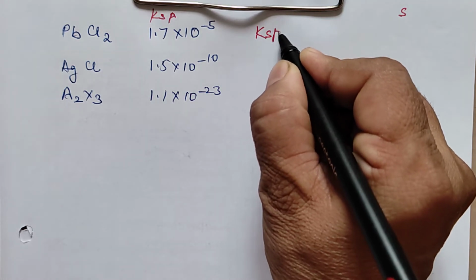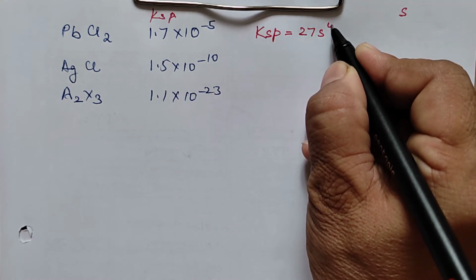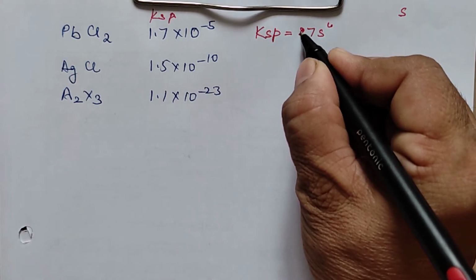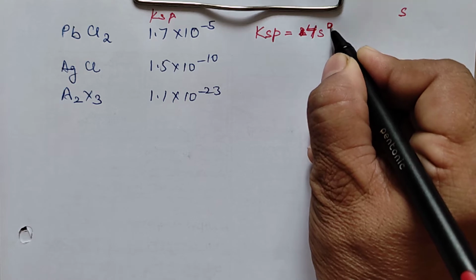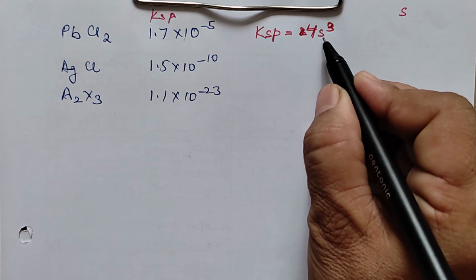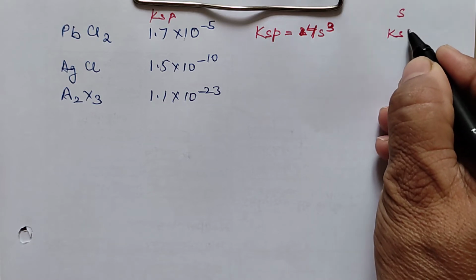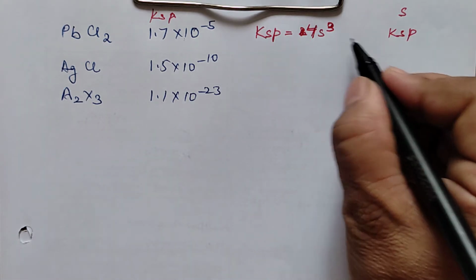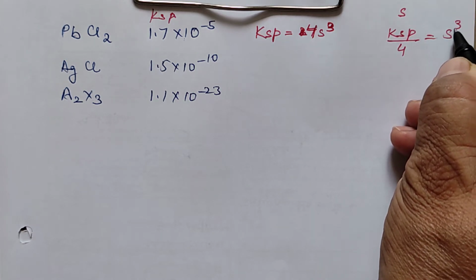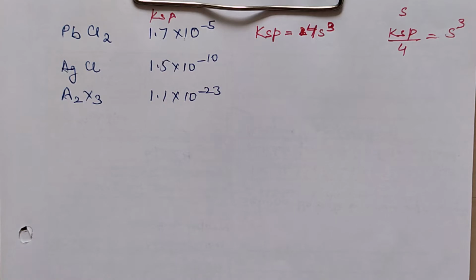For this, the relation will be Ksp is equal to 27s to the power 4. No, it is 4s cube, sorry. This will be 4s cube. Yes, so 4s cube will be the formula. So Ksp value is known, 4s cube. So s has to be calculated. So what will be s for this? This will be equal to the Ksp divided by 4. This will be the value for s cube, right? So then after calculating this, you have to find out the cube root.